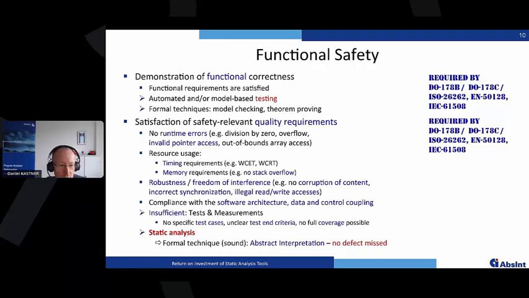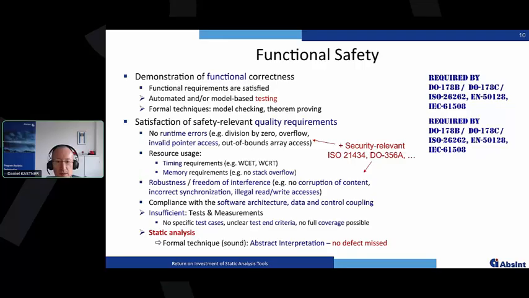Okay, and it turns out that for these properties, static analysis is very well suited. You can address all of these topics with static analysis, and if you use the formal technique of static analysis, the abstract interpretation, you can even make sure that really no defect is missed. Okay, and an interesting observation also is that some of these issues here are also security relevant.